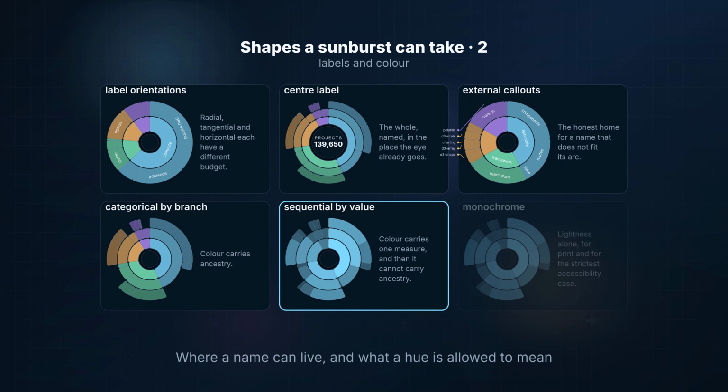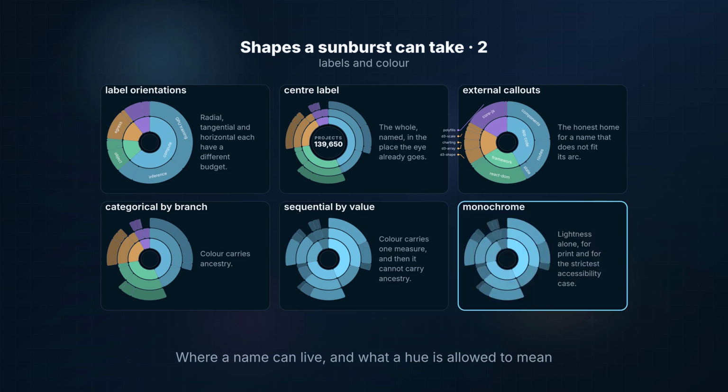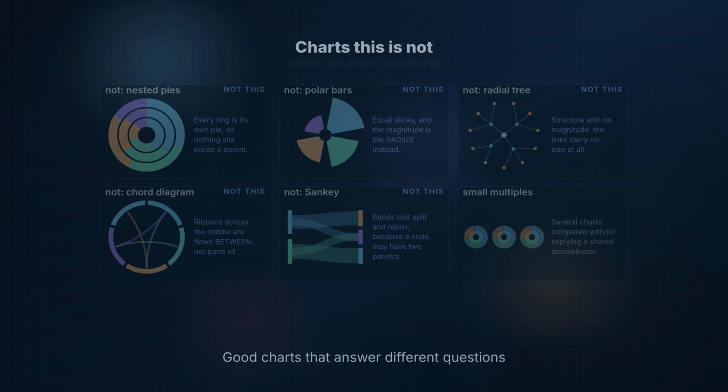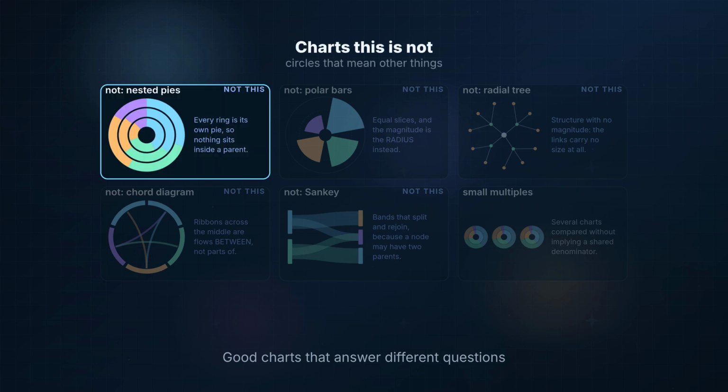Color is the strictest rule here. A hue can carry ancestry, so that every descendant of one branch shares a family, or it can carry one measure, so that hue means magnitude. It cannot do both, because the moment hue means two things, the viewer has no way to know which one they are looking at. These are all good charts. None of them is a sunburst, and confusing them is the most common way this chart gets misread.